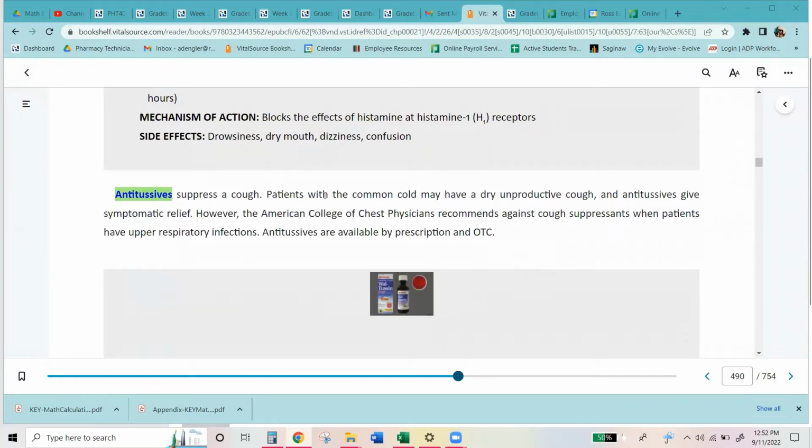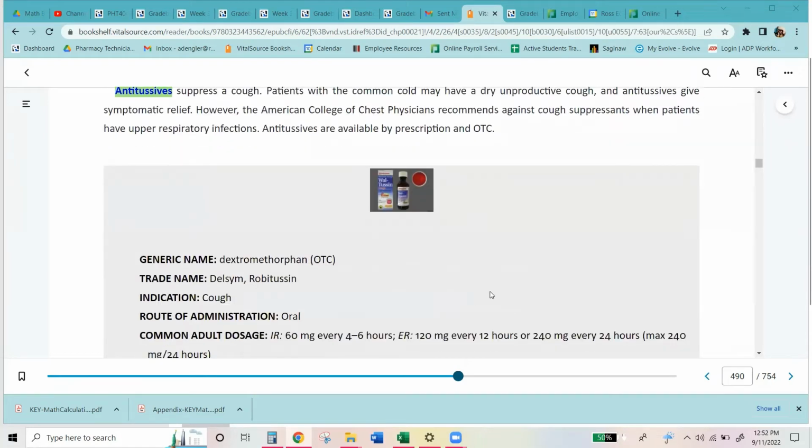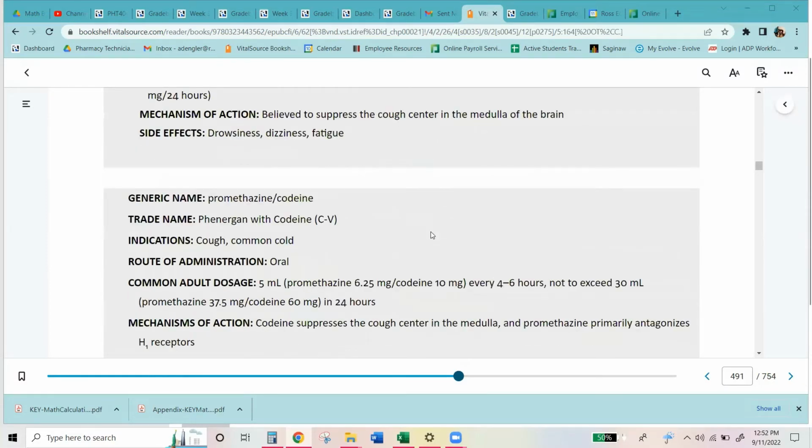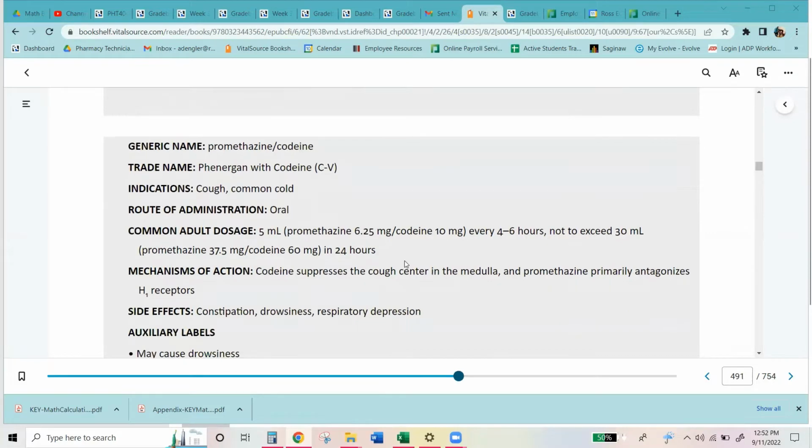Antitussives suppress a cough. Patients with the common cold may have a dry, unproductive cough, and antitussives give symptomatic relief. Here's just a picture. So it's Robitussin, can be Delsym, it can be the store brand like Walgreens. This is Walgreens Welltussin. Every store probably has their own. Also, Phenergan with codeine can be prescribed for a cough, less likely though because it is a controlled substance.